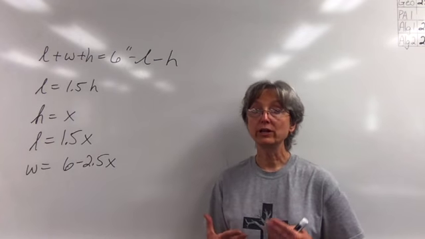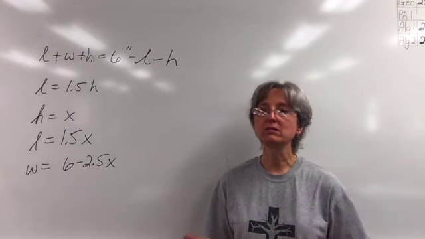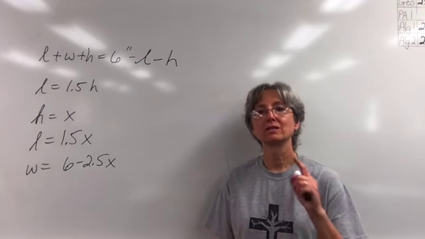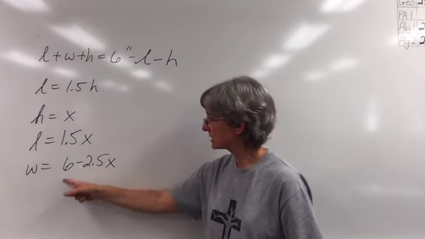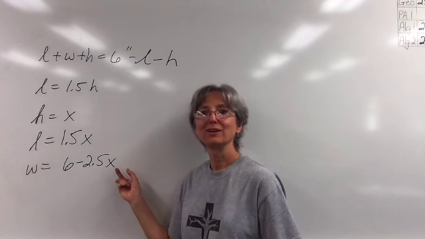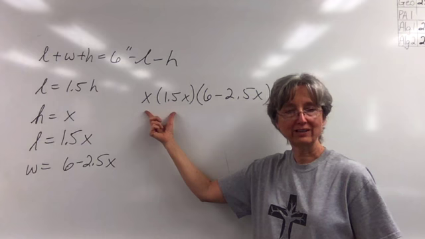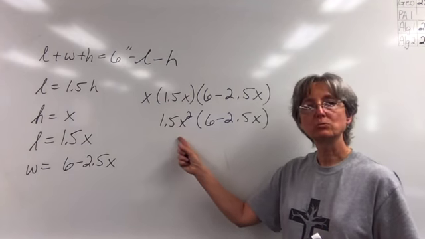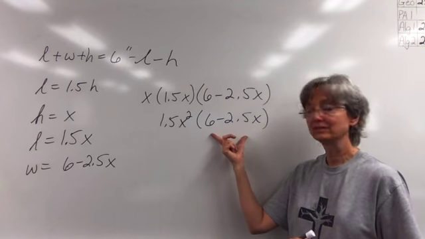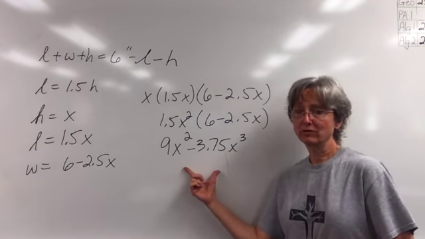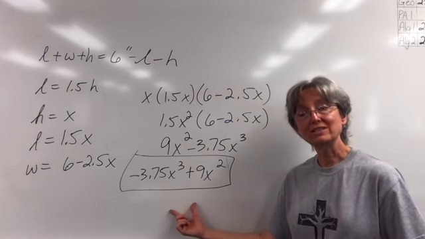Okay, now we are wanting to maximize the volume. How do you find the volume of a box? It's length times width times height. x times 1.5x times 6 minus 2.5x. You can do it. x times 1.5x is 1.5x squared. Distribute that through this expression for our width. And we've done it. It's not in standard form, so let's put it in standard form. There's our polynomial, which represents the volume.